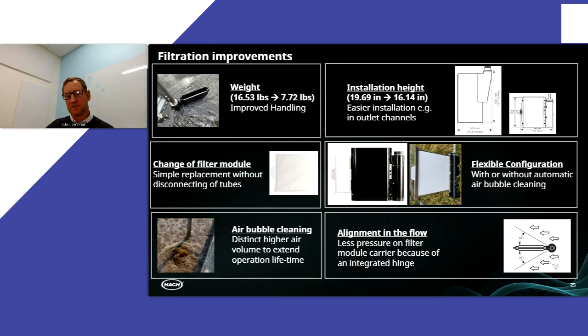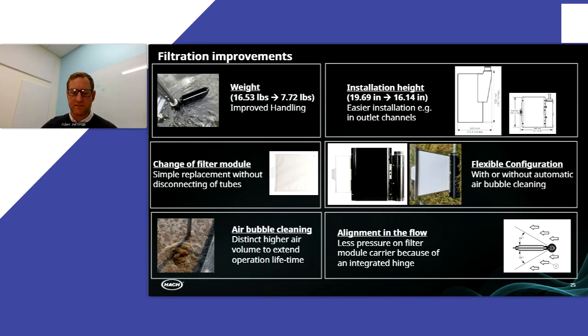The way that you change the filter panel has been significantly improved. This one just uses a snap in and snap out with a button. You just press it in, and it snaps into place. When you need to remove it, you press a button on the side and it pops right out. There are no tubes or anything that you have to mess with. It's a quick, easy, simple way to pop the filter out, do any manual cleaning you need to do, and then put it back in.